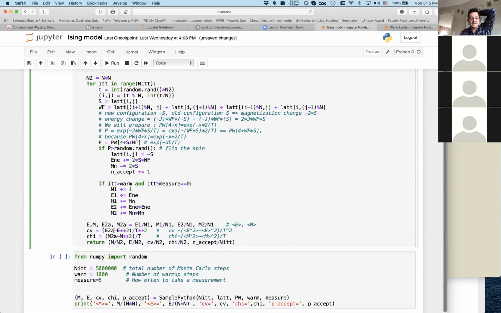Okay, so now you see that specific heat basically is the average of the energy square minus the square of the average, isn't it? And this again is the average of the magnetization square minus the magnetization average square, isn't it? So symbolically, that's how you write it. This is a kind of fluctuation of the energy and fluctuation of the magnetization. So specific heat, of course, is well known to be the fluctuation of the energy, and susceptibility is the fluctuation of the magnetization.